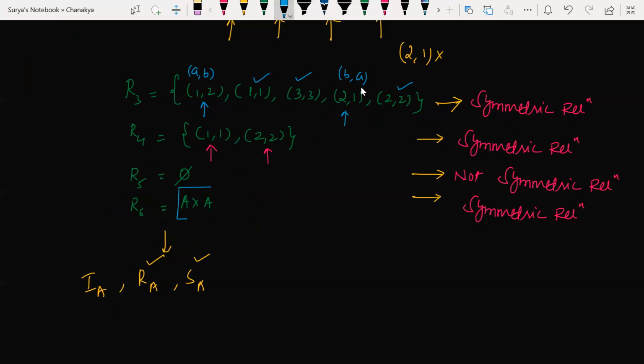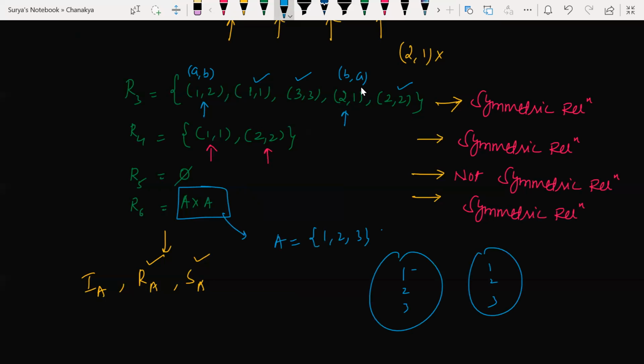Sir, A cross A is nothing but... A is 1, 2, 3. And A cross A is nothing but, suppose this is 1, 2, 3 and this is also 1, 2, 3. Cartesian product: 1 to 1, 1 to 2, 1 to 3, 2 to 1, 2 to 2, 2 to 3, 3 to 1, 3 to 2, 3 to 3. Writing that, you will get the whole set, right? All ordered pairs. Yes, sir.